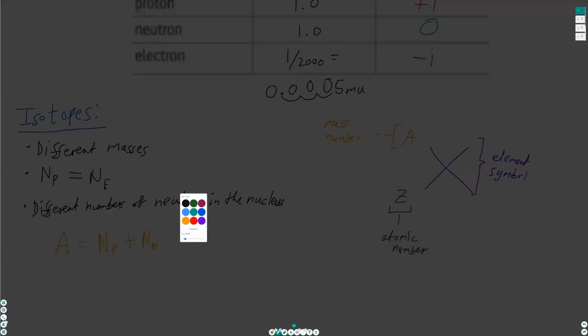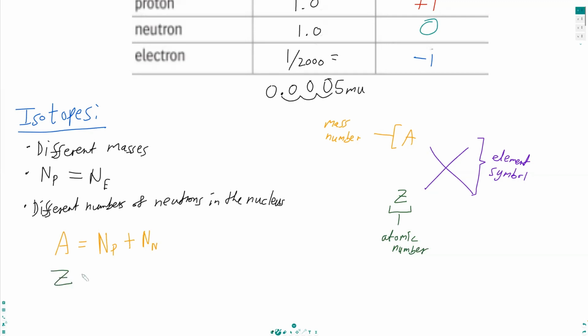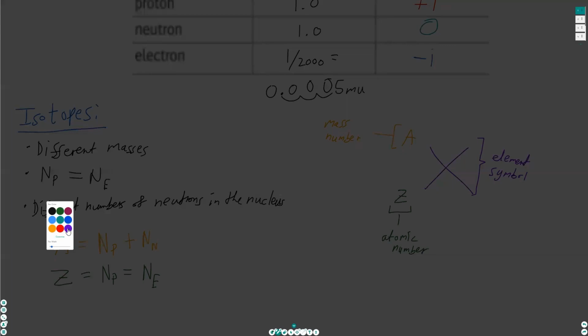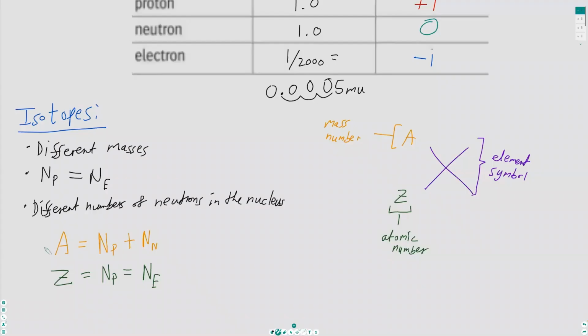The atomic number Z is equal to the number of protons in an atom. And as we discussed earlier, the number of protons is always equal to the number of electrons, regardless of what isotope it is, so the atomic number also tells us how many electrons are in the atom as well. So this is some key information here.